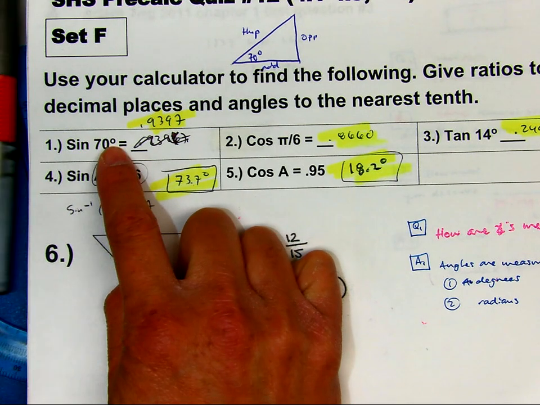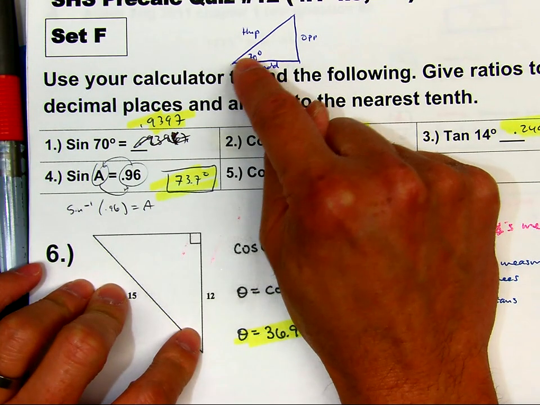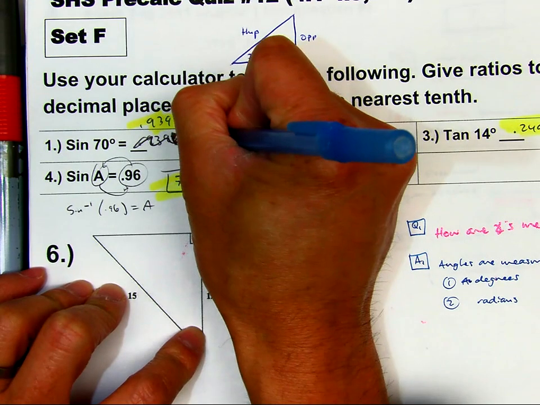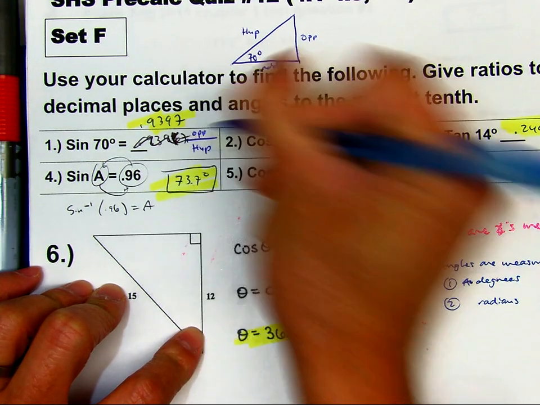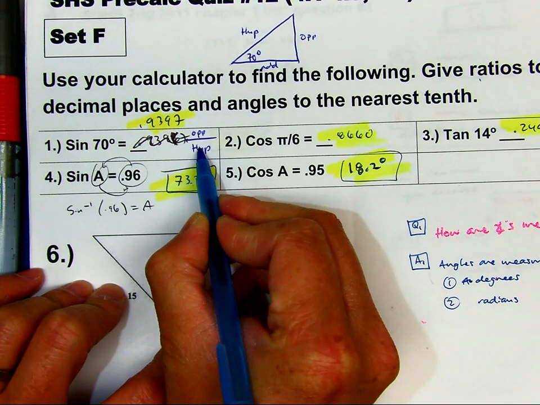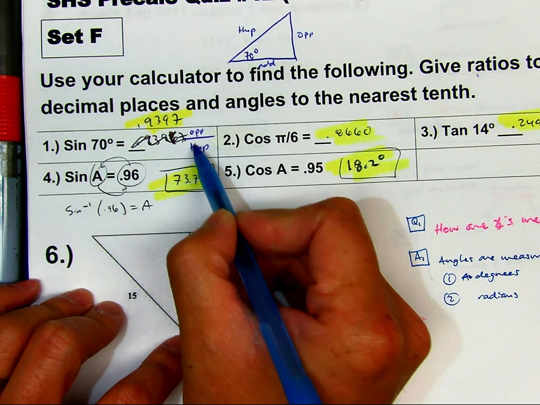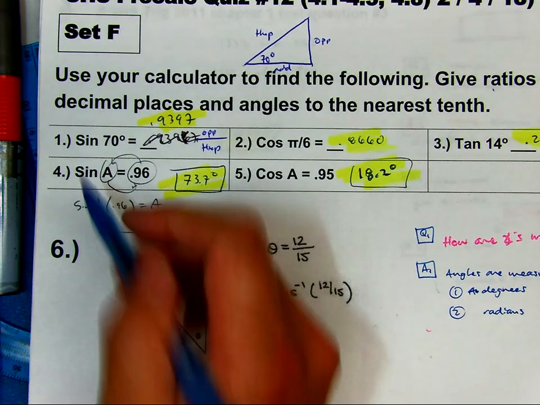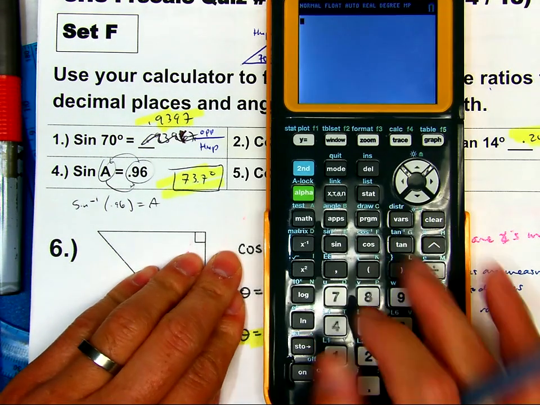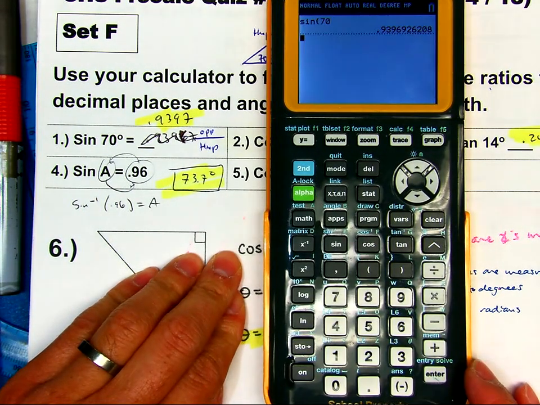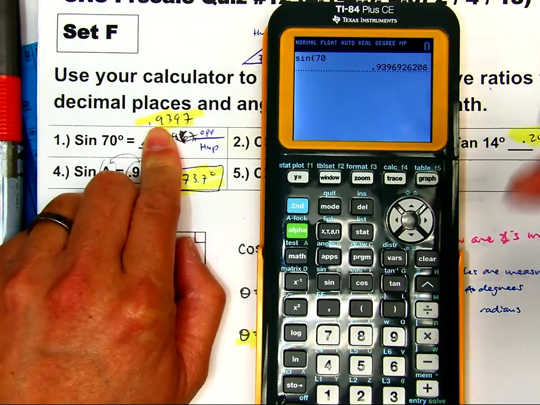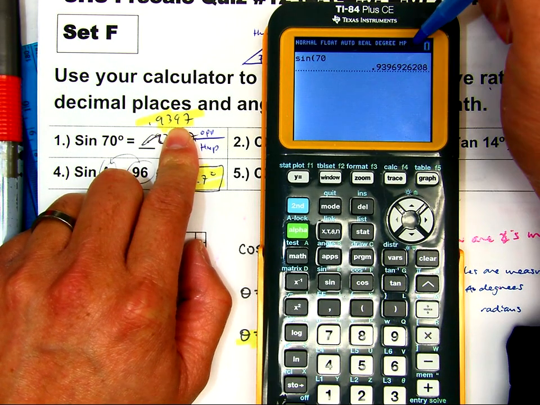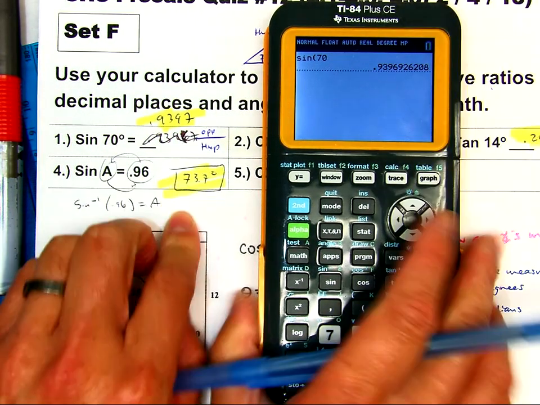So, for example, sine of 70. Sine of 70 is a ratio because it's the opposite over the hypotenuse. And that's what a ratio is. It's basically a fraction. Well, we don't know what the two sides are, but we do know their ratio, which is a decimal. So if I put in sine of 70, I get 0.9396, and I round to the nearest 4 decimal places, it said, so that would be a 7.